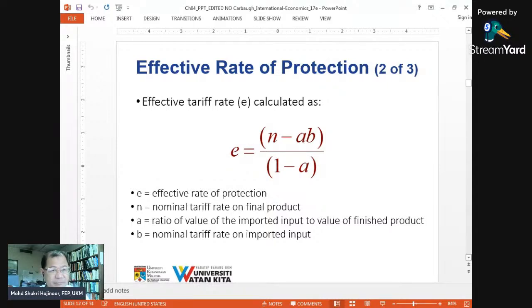E is the effective tariff rate, N is the nominal, the published rate on the finished product. A is the share of the imported input within the whole finished product. B is the nominal tariff on that imported input. So we divide by 1 minus A. Can you understand 1 minus A? 1 minus that part of imported input, that part of 80%. That's how we get the effective rate of protection.